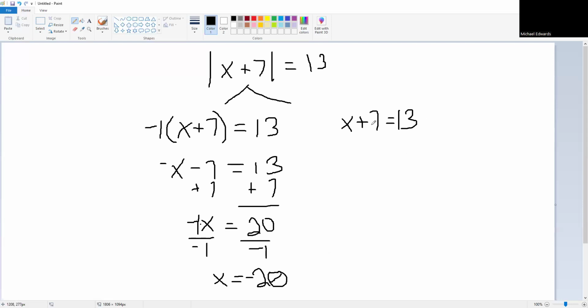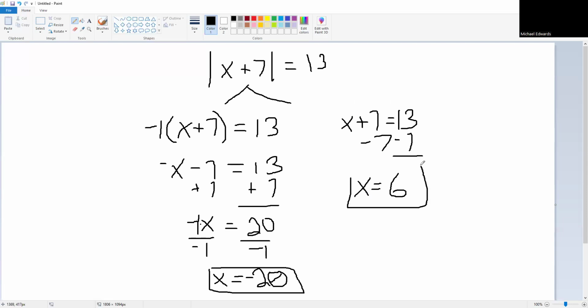This one is pretty straightforward. There's no remaining negatives to work with. So we just say X is equal to what? 6? Yeah, 6. And these are the two answers. And you could check them. You could plug them back into X, both -20 and 6, and they would both produce 13. In your homework, you may be required to check those. It's fine to check them. I think checking them is really good.